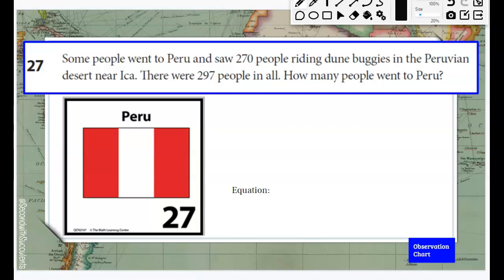Listen for a second time. Some people went to Peru and saw 270 people riding dune buggies in the Peruvian desert near Ica. There were 297 people in all. How many people went to Peru?